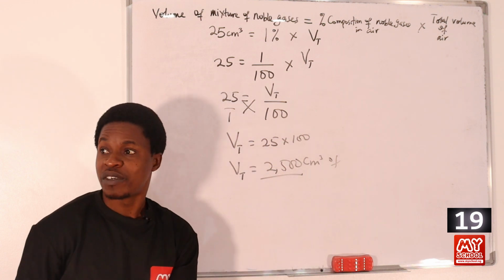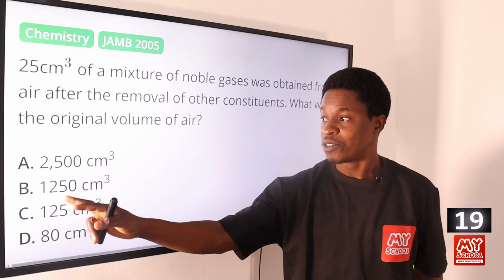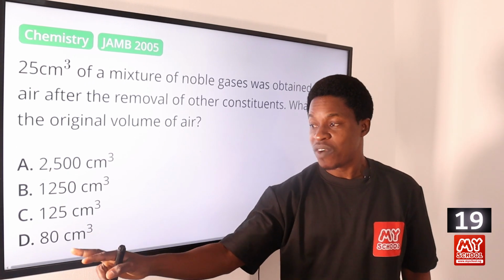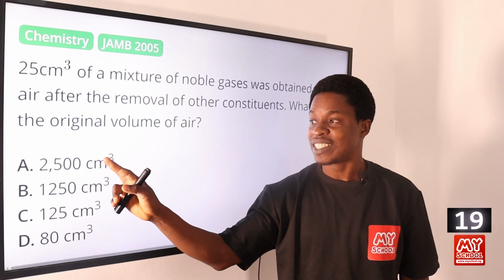Let's move on to the screen to see what we have as the options. Option A says 2,500 cm cube. Option B says 12580. So the correct answer is 2,500 cm cube. The correct answer is option A.